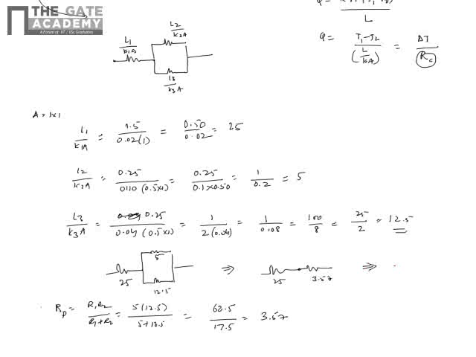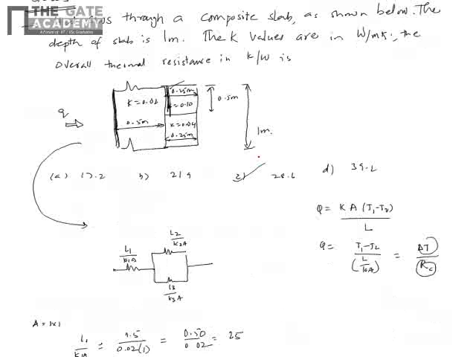Now these are in series, so the effective would be 25 plus 3.57, since in series they add. That is nothing but 28.57, so close to 28.6. The units of this, as you know, are Kelvin per watt. So the answer for this is 28.6, which is C.